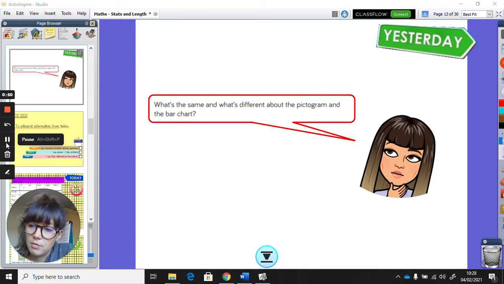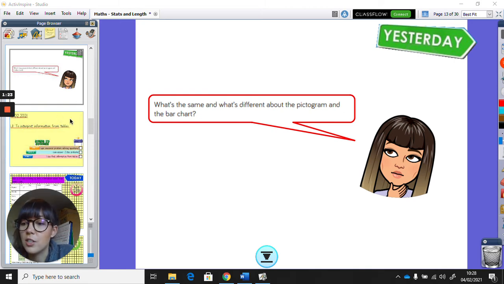So I would say the answer is, although I'm sure there are other answers that you could come up with, pictograms and bar charts are very similar. They show the same sort of thing. They show a number of how many people do something. The difference is that pictograms use pictures, don't they, to show the answer, and a bar chart uses a bar and a scale to show the answer. But I'm sure there are other answers, and obviously you can just take a picture of your answer and pop it on Dojo and I can have a look.